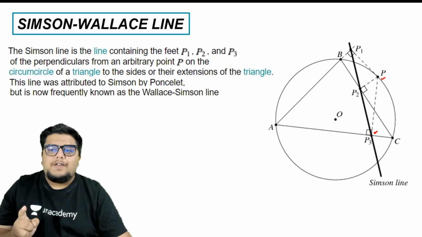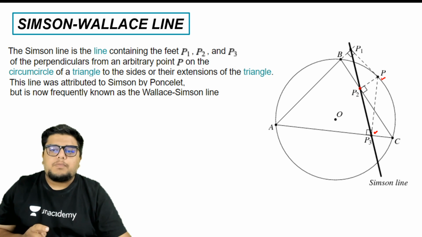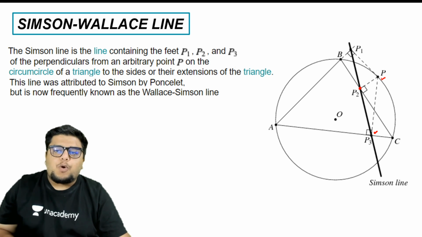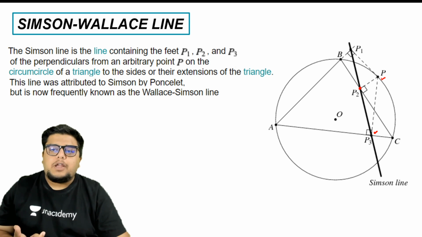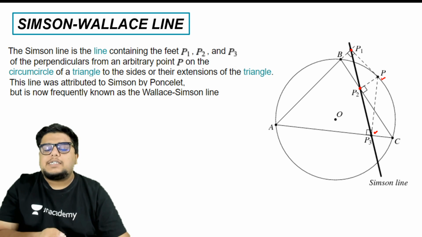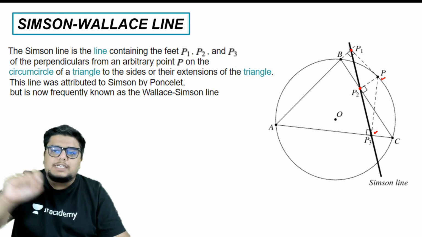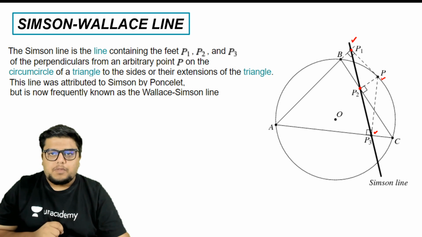Similarly, I will draw the perpendicular P2, it is intersecting BC at this point, and similarly I will draw a perpendicular AP1, so it is intersecting AB outside if you extend the side AB at this point, right?